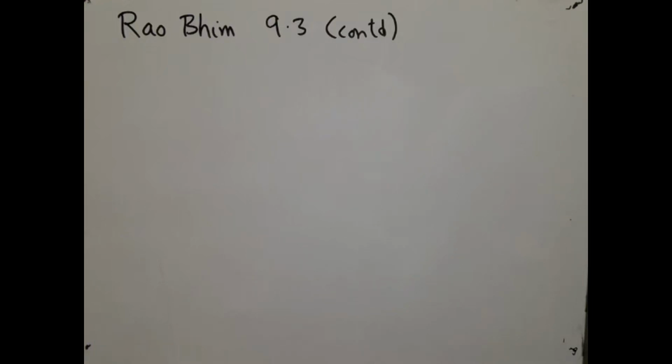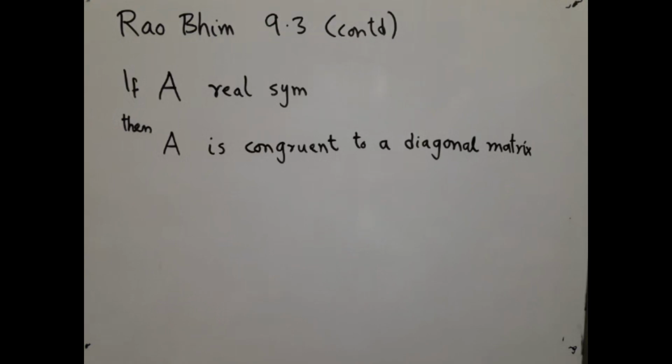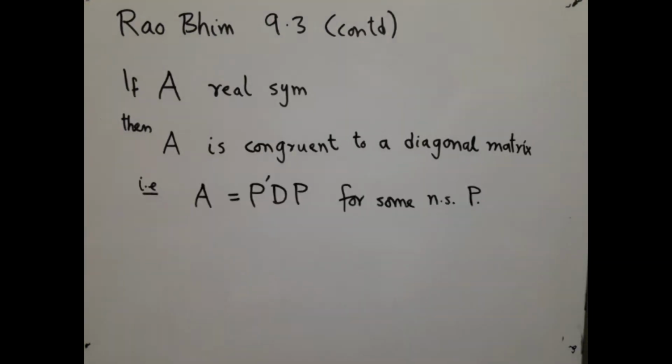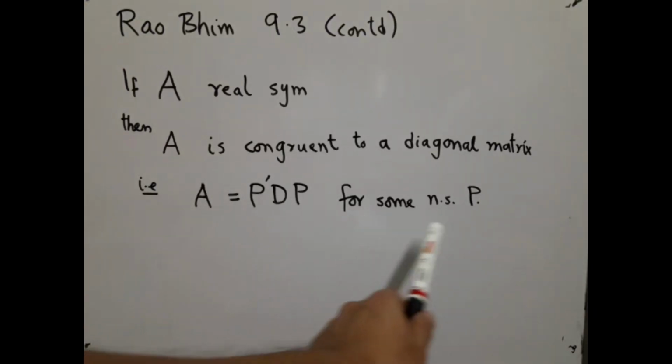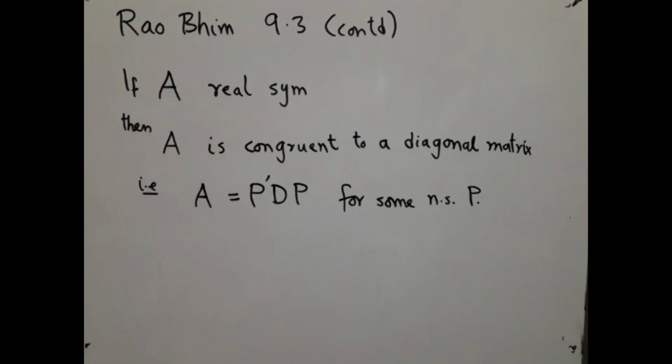Rao Bhim section 9.3, we are continuing with it. In that section, we have the following result. If A is a real symmetric matrix, then A is congruent to a diagonal matrix. That is, A is P transpose DP for some non-singular P.